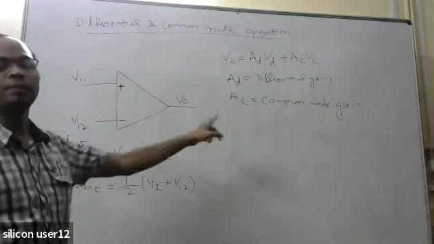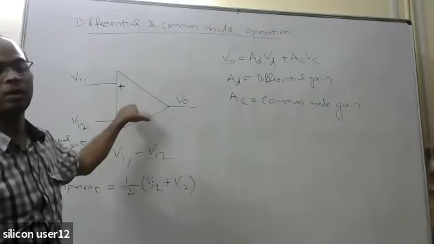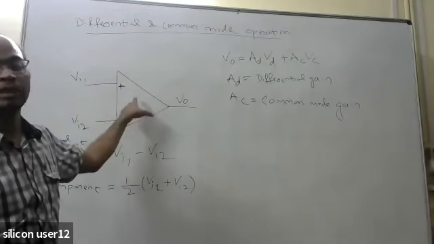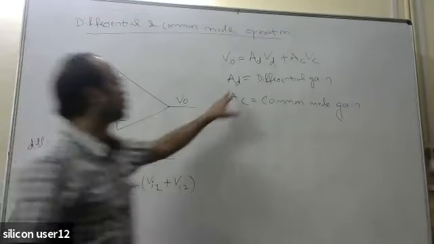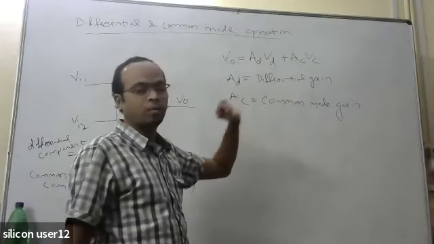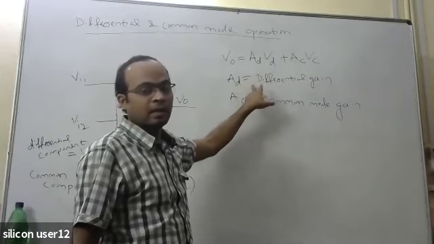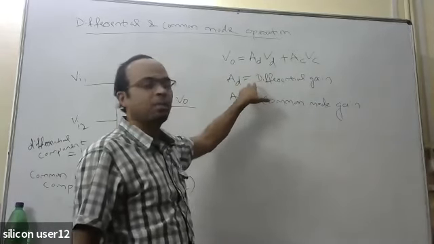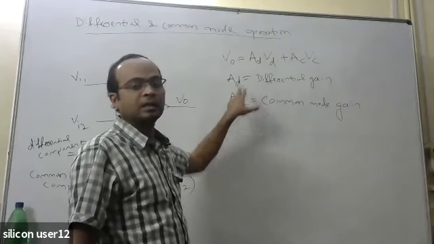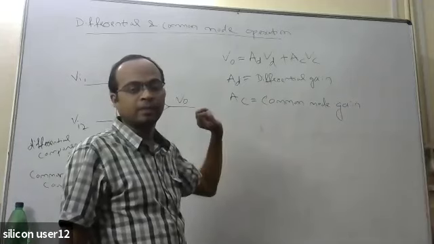That means AC should be very low. So that's why there are two different components, or different gains, for the differential input and the common mode input. I have AD equal to differential gain and AC equal to common mode gain. That means the differential component is amplified by a factor of AD. Similarly, the common component is amplified by a factor of AC.